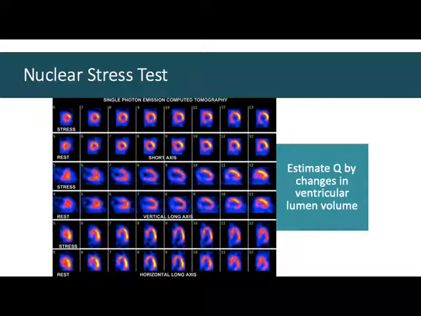And if we assume that the inside compartments will fill up normally, and then blood will be expelled with every beat, if we can monitor the change in the chamber size of the heart, we can figure out how much is being expelled. We can estimate cardiac output by changes in the ventricular lumen volume. The lumen is the space within the ventricle.